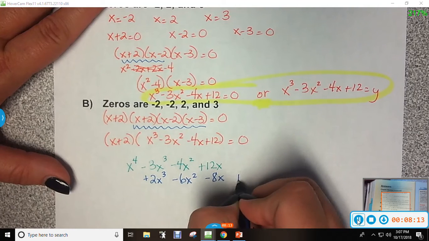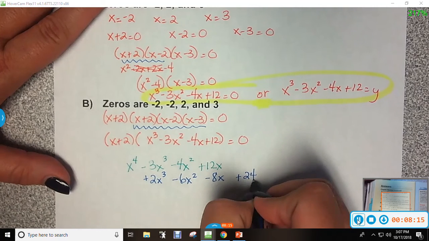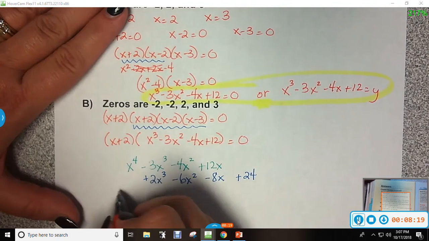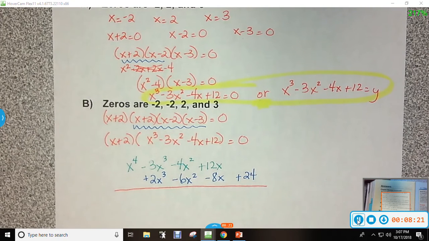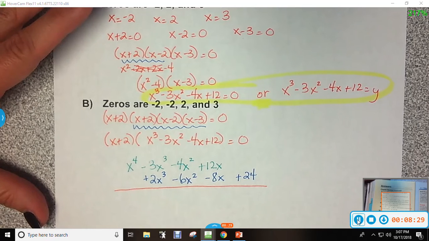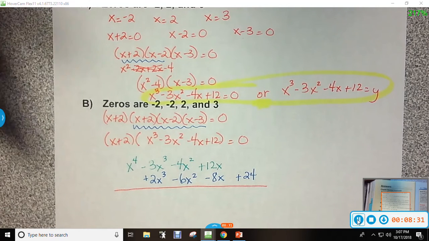And then I don't have another plain old number, so I'm just going to stick the 24 out there at the end. By doing it this way, my like terms are already together. I don't have to hunt for them. And I like to do it this way because if I had a big old list, I would miss something. Like I said, you don't have to do this, but I think it's helpful.